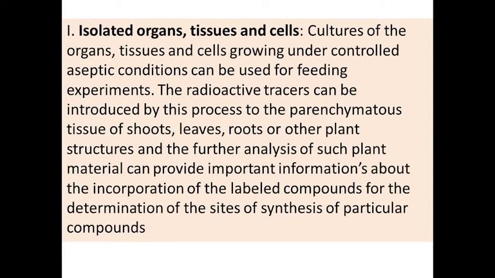the parenchymatous tissue or cells of that tissue, shoot, leaves or root are selected, and radioactive tracers are introduced. These are the labeled compounds, and further analysis on these tracers is done, and that will be helpful to determine the synthesis of the particular compound. Where that particular secondary metabolite gets synthesized will be determined by using that radioactive tracer.